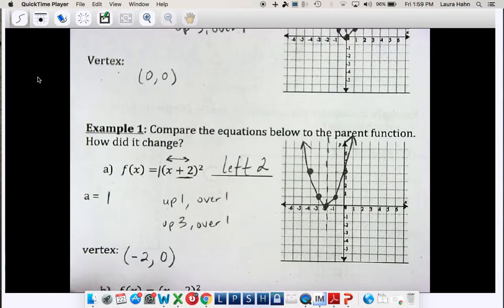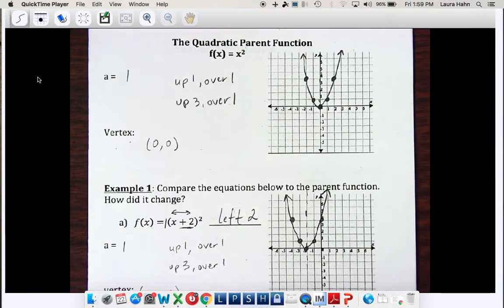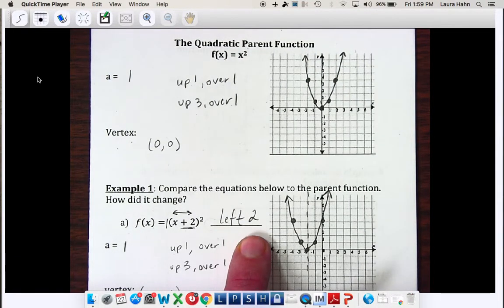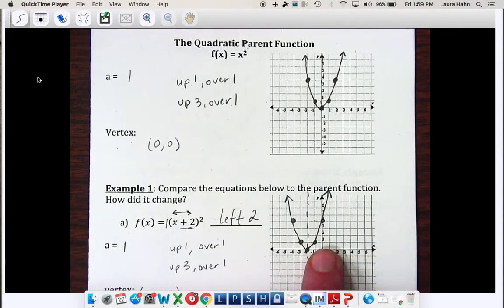Okay, I'm going to zoom out, I guess, real quick. Okay, so at the very beginning, we said it was going to move left 2. And notice your picture. It looks like, here's my parent function. It looks like this guy just got slid over to the left 2 spaces. See?